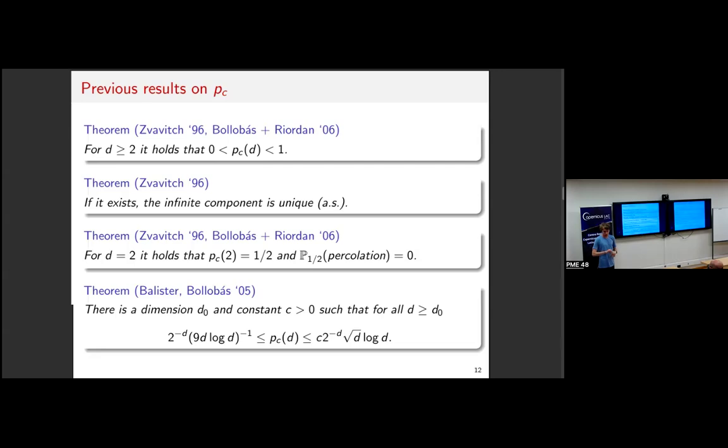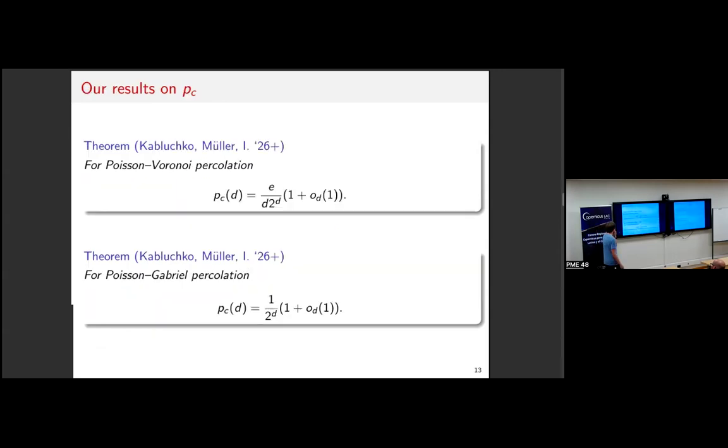All right, so our main result was an improvement on this last thing here. We show, for both Poisson-Voronoi percolation and also for Poisson-Gabriel percolation, how this critical threshold behaves asymptotically as the dimension goes to infinity. So we get for the Poisson-Voronoi model that it is e divided by d times 2 to the d, and for the Poisson-Gabriel graph, it is 1 divided by 2 to the d.